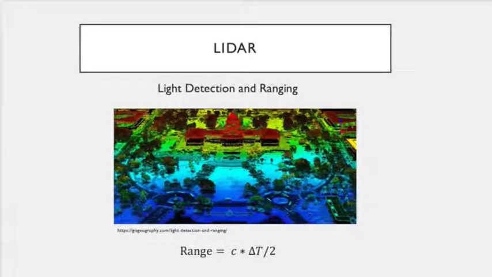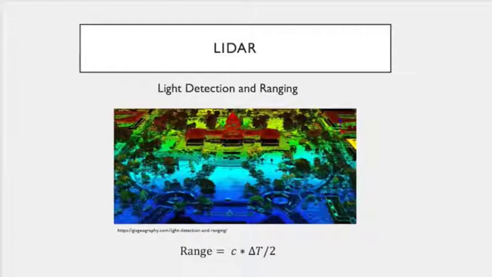The main idea behind the operation of a Lidar sensor is the range equation. The range equation states that the distance of the target is equal to the speed of light times the time it takes to get the emitted light back, divided by 2. The division by 2 is to take into account that the light has to travel twice as far as the distance of the target, because it goes both towards the target and back from the target.